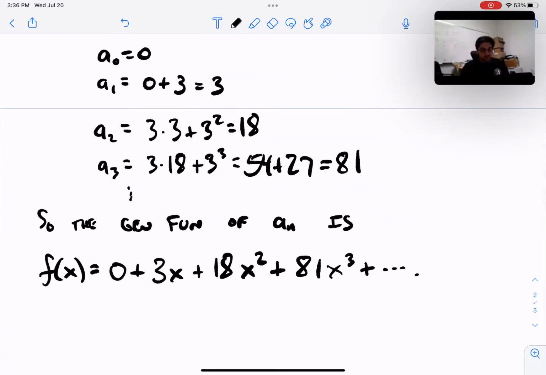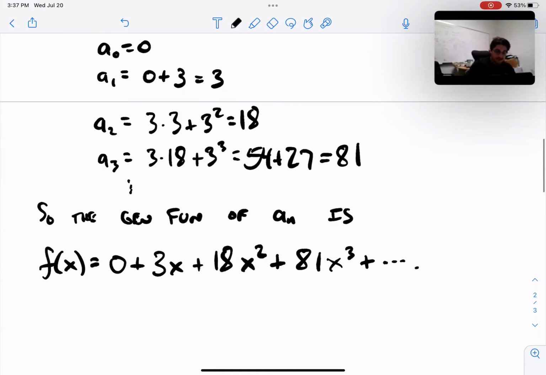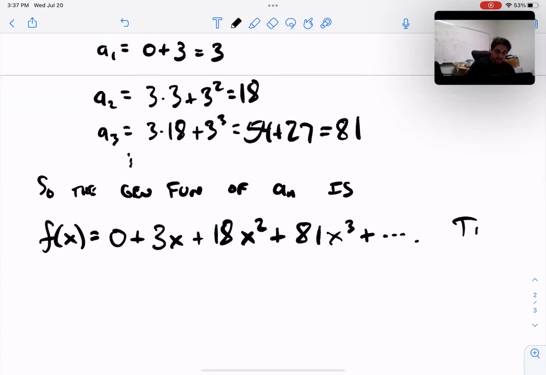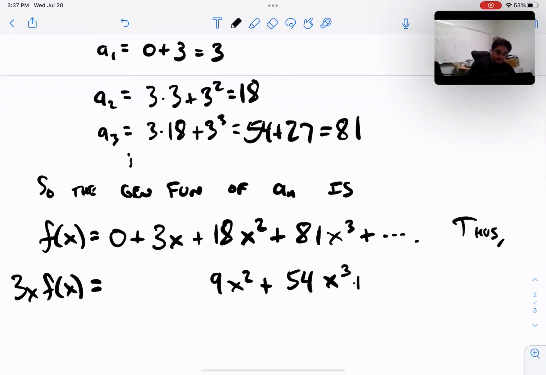We're going to do it very strategically. We're going to perform a few algebraic operations here. In particular, I want to take this equation and multiply both sides by 3x. So I'm going to get 9x squared plus 54x cubed, multiplying each term by 3x. Why would I do this?